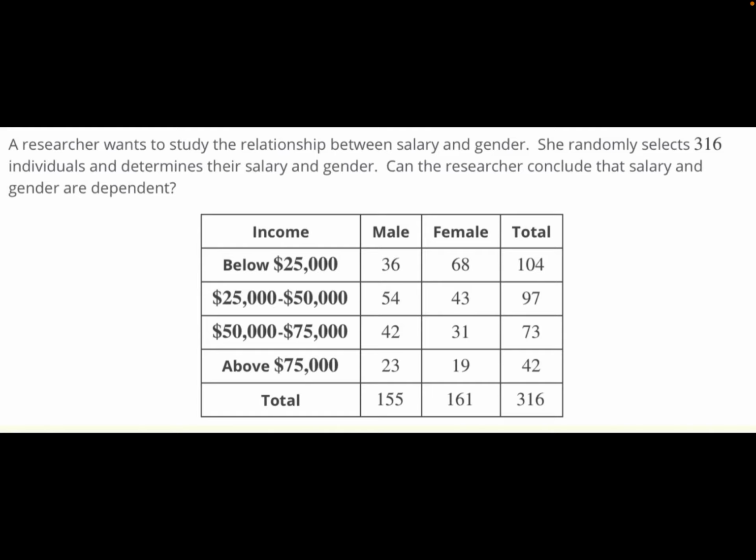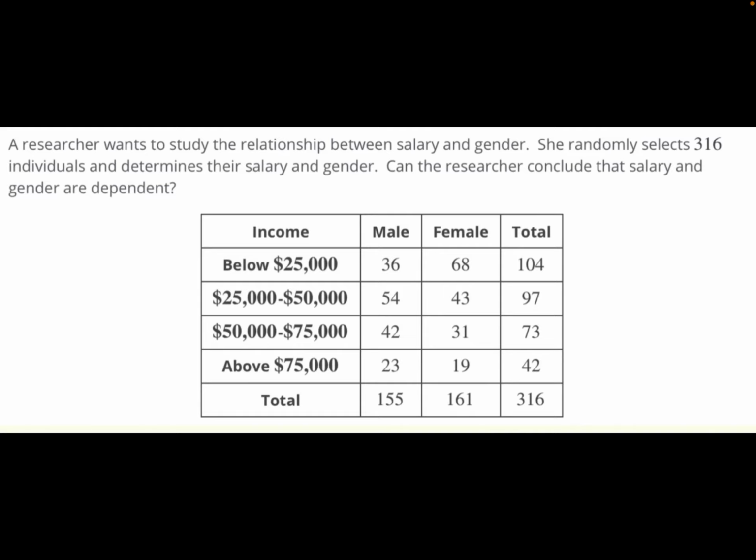So this is the problem that we're going to look at as an example. It says that a researcher wants to study the relationship between salary and gender. She randomly selects 316 individuals and determines their salary and gender. Can the researcher conclude that salary and gender are dependent? We've been given this table that shows people's income and their gender, and we want to know, are they independent or are they dependent?